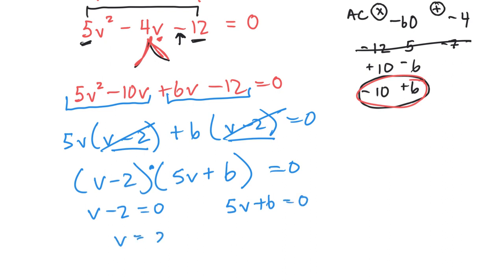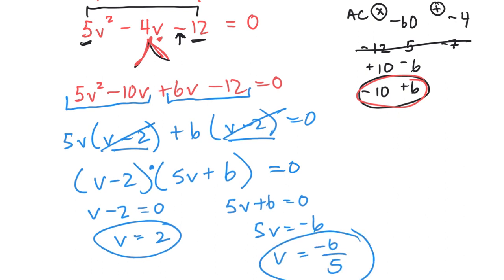Adding 2 on both sides gives me an answer of 2. Here, if I subtract 6 on both sides, and then divide both sides by 5, I get that. So those are my two answers.